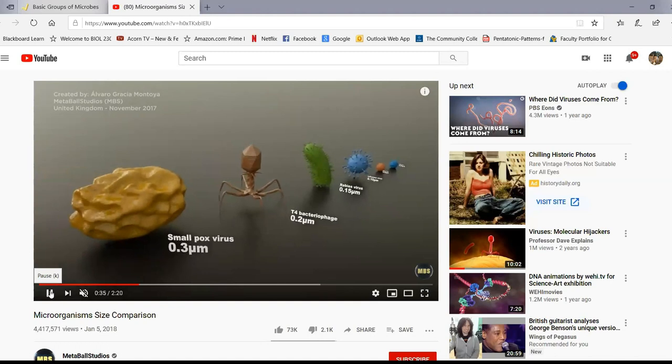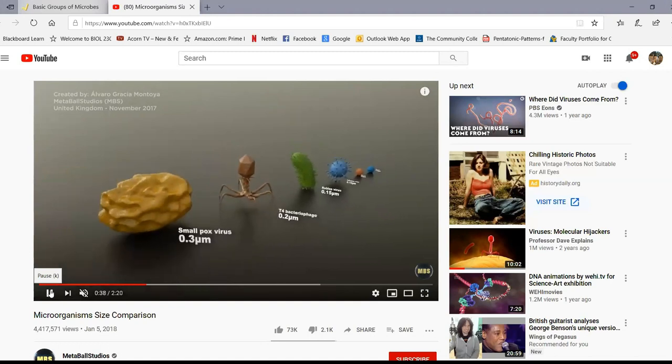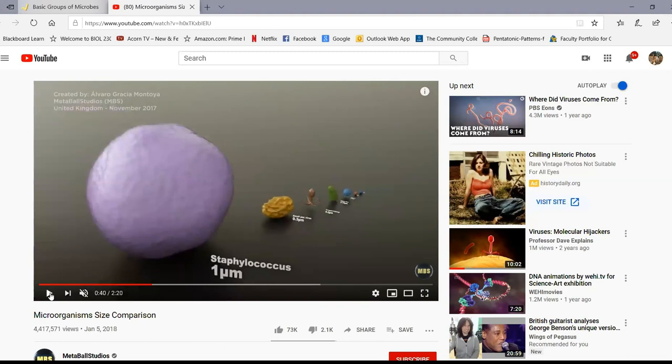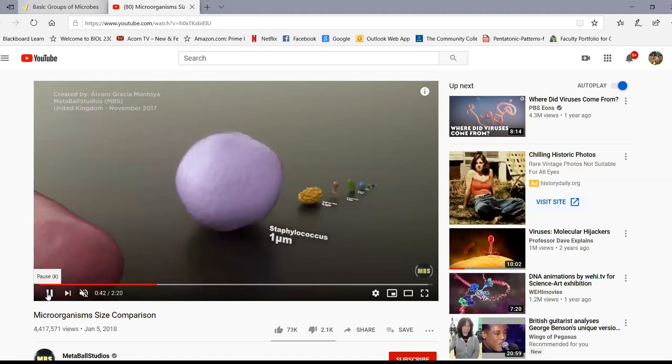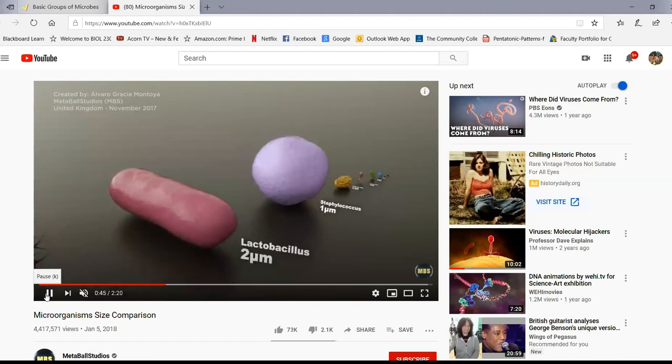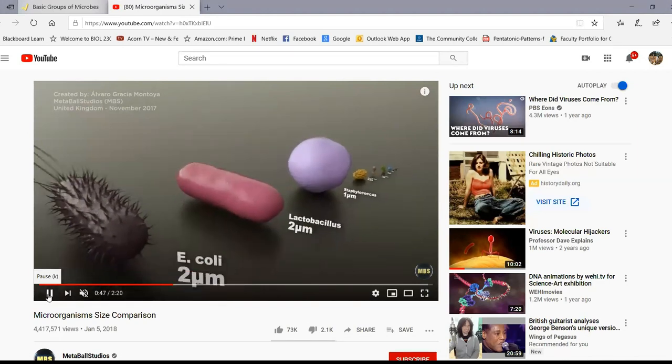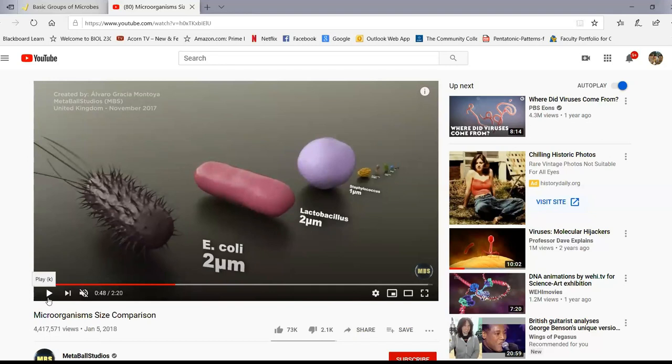Smallpox virus. And now finally we see a bacterium, a single Staphylococcus, which is about 1 micrometer in diameter. So again, we see how small these viruses are compared to a fairly small bacterium, a 1 micrometer in diameter coccus. Lactobacillus. Here's E. coli that's typically about 2 micrometers long. So there's the virus back here that infects E. coli.